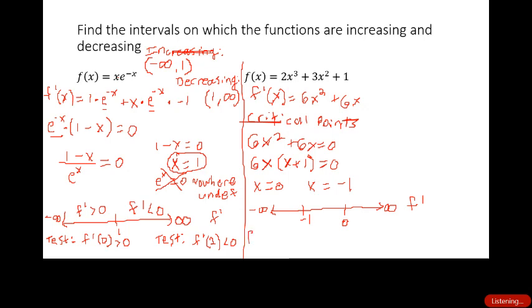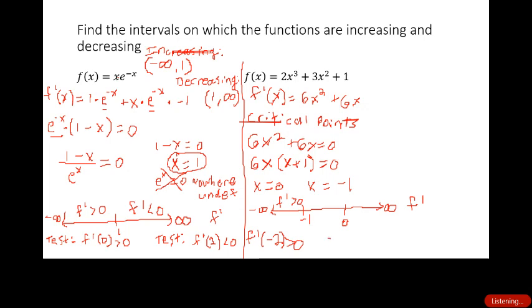So a good test point to pick between -infinity and -1 is, let's say, -2. So let's plug -2 into the first derivative. Factored, unfactored, doesn't really matter. And we're going to see whether that comes out to a positive number or a negative number. So we get 6 times -2 times -2 plus 1, which is a positive number. So since our test point came out positive, that means the first derivatives are positive on this interval.